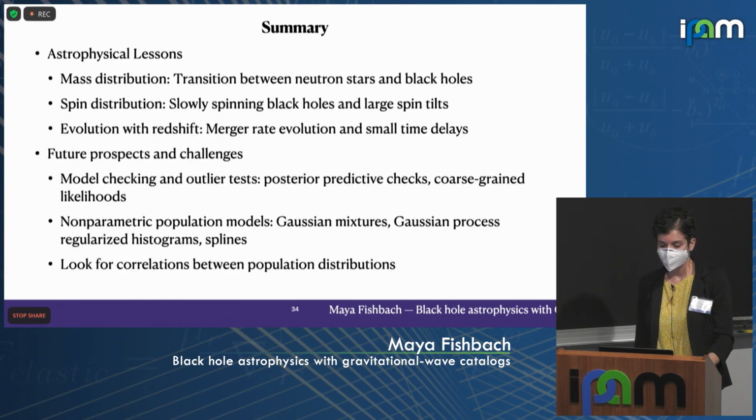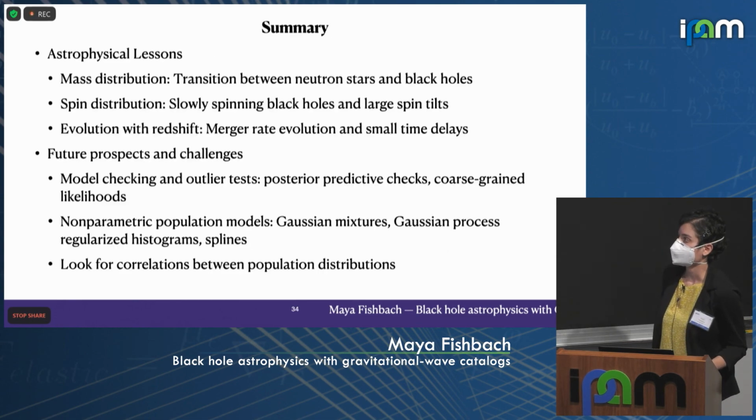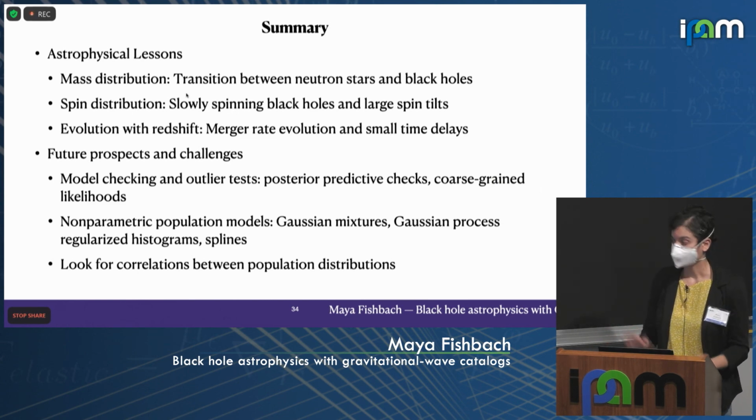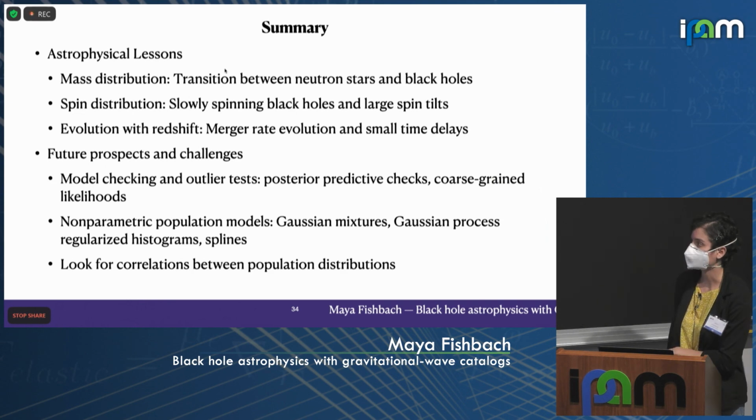Okay, so just for a summary of the astrophysical lessons I talked about: there are a lot more lessons in the data already and a lot more work by other people, but just for the purpose of this talk, I talked about the transition between neutron stars and black holes, the fact that binary black holes tend to be slowly spinning and have large-ish spin tilts, the fact that we can use the evolution of the merger rate with redshift to constrain the time delay distribution, and then some future prospects and challenges.